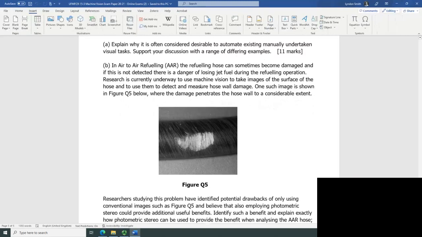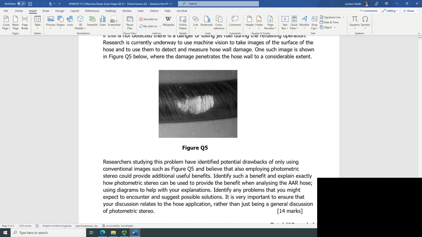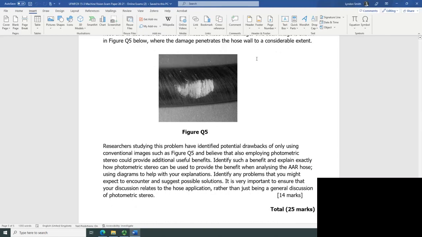Okay, on to the air-to-air refueling. I went to a conference once, and the USAF were presenting, and they were talking about robotic air traffic. But what the MOD were focused on when I was doing this some years ago was looking at damage on the air refueling hose. I had a guy doing this.